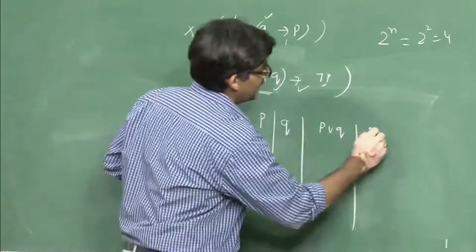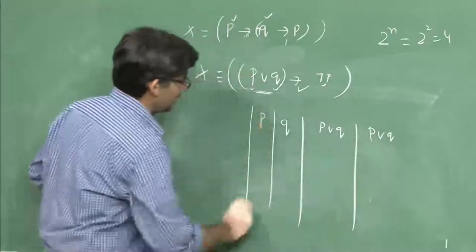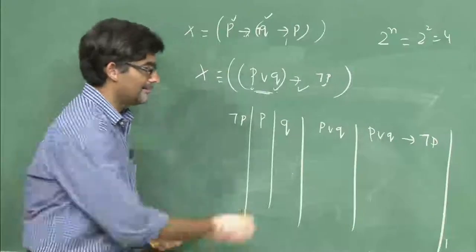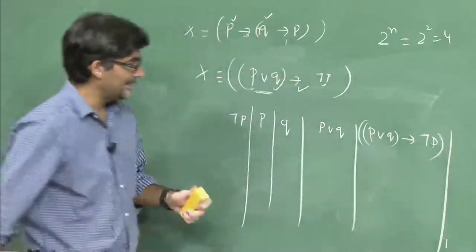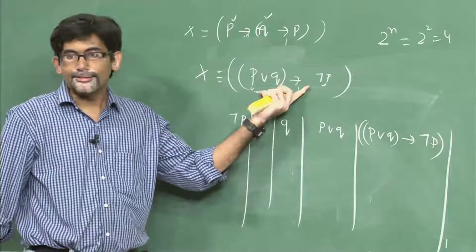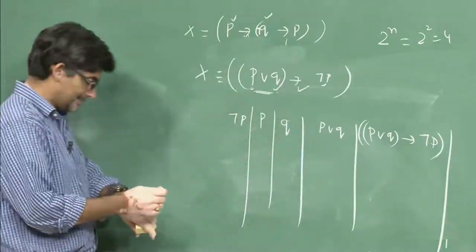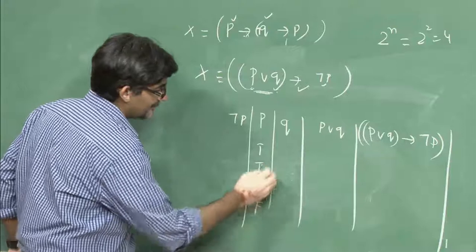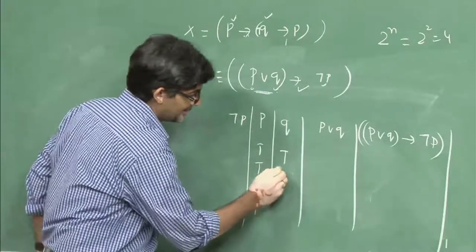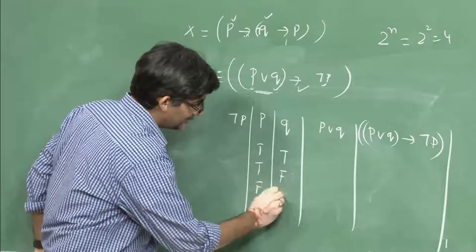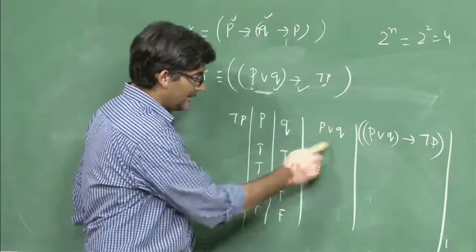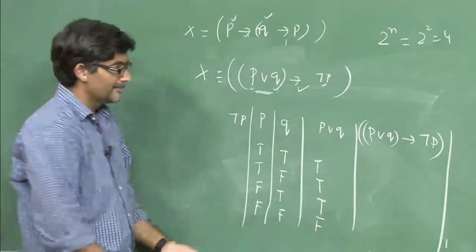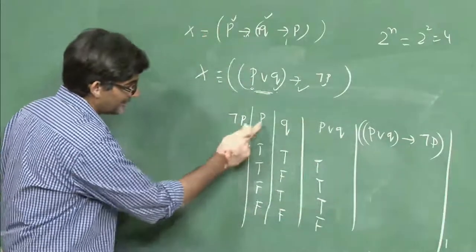So you have P or Q, and the next one you are going to write is this one. You have to consider not P also. Brackets need to be written clearly. Now we are trying to find out whether this is a tautology, contradiction or a contingent statement. First we write this. You have two variables, you write TTFF, alternate T's and alternate F's, two T's and two F's, and here alternate T and alternate F. P or Q is going to be false only in this case, in all other cases it becomes true. And then you need to fill in not P.